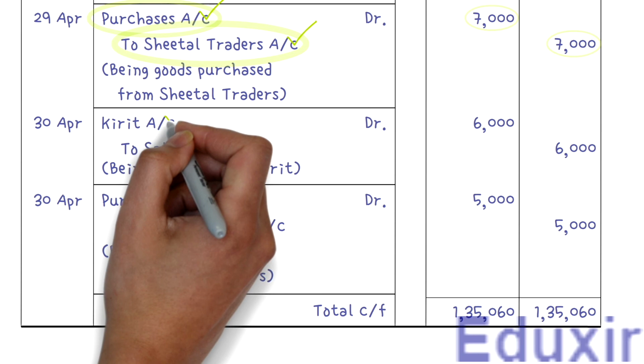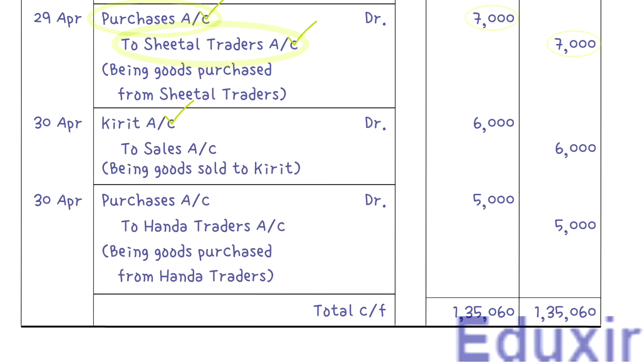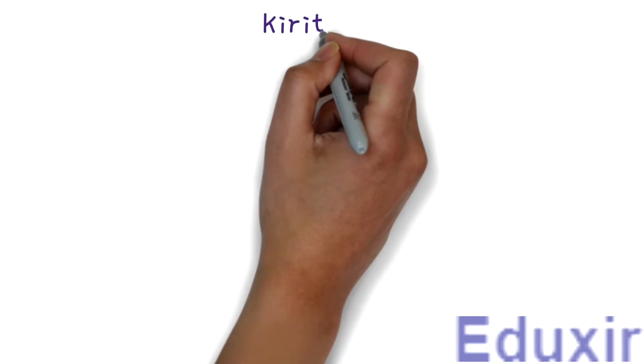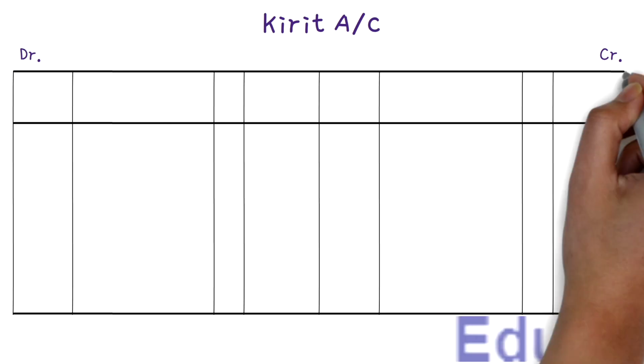As the name suggests, it needs to be posted on the debit side of Kirit account and the debit amount is 6000 rupees. Note that the details that need to be posted into the particulars column is sales account. For posting this entry, we need to create a ledger account for Kirit as it is not yet created. Let us first write the title as Kirit account. Let us then have the ledger account format with all the headers.